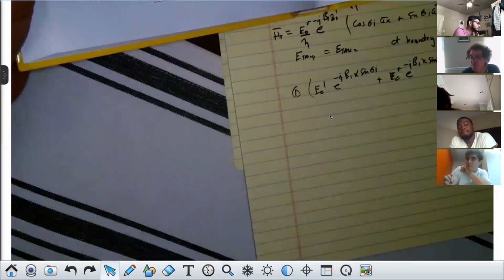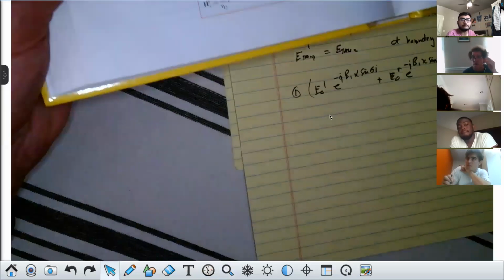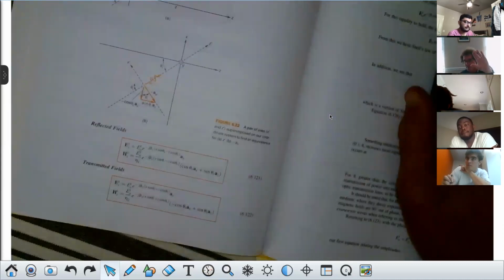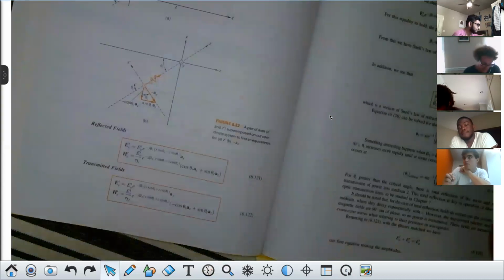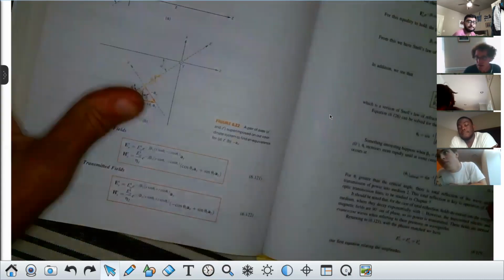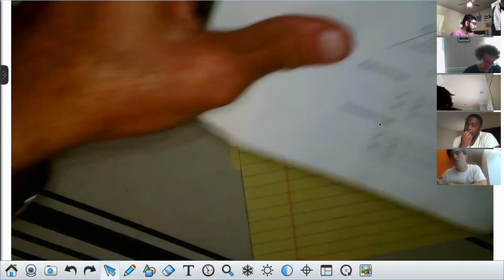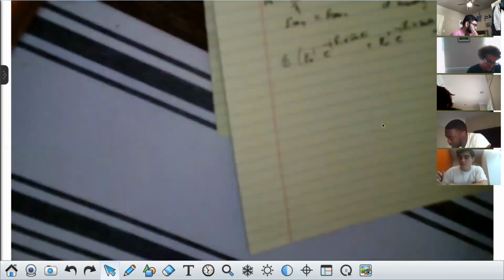Y'all had your physics here, right? How many remember Snell's law? You don't remember Snell? Okay. Well, here's how you get it. This is Snell's law, write this down.